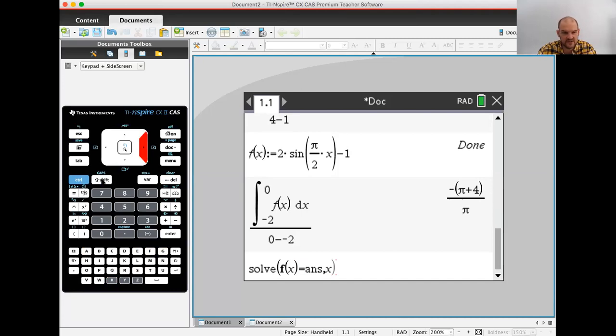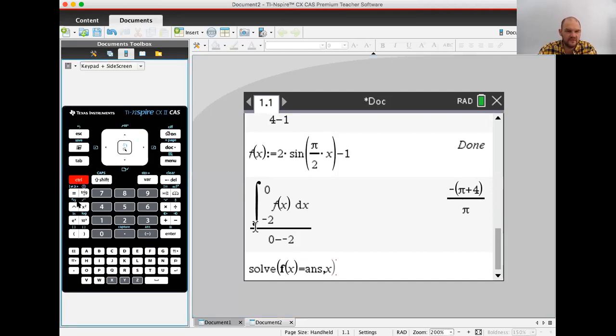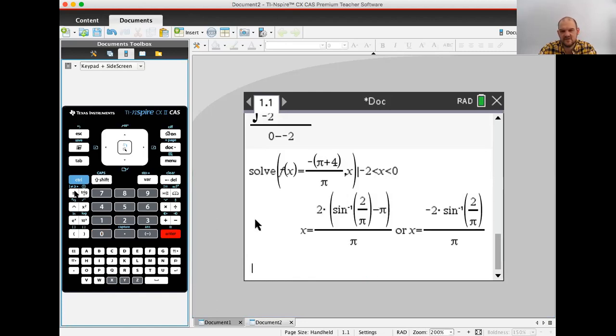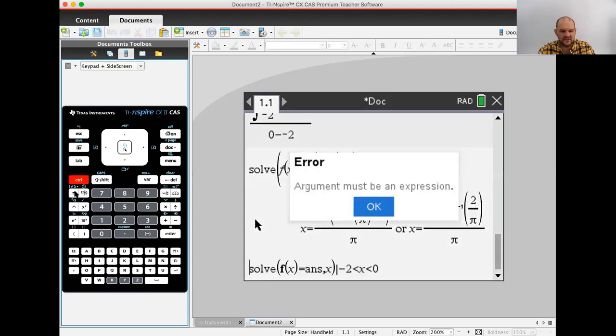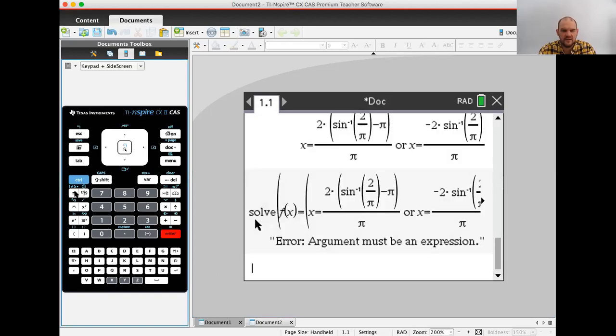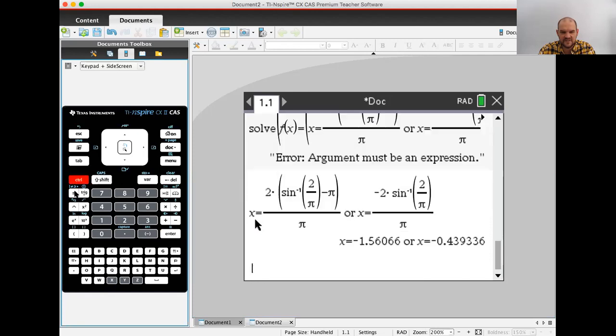Let's just limit it. So control equals, 1 to the left, -2 less than x less than 0. I'm just going to type it. And we're in radians, so if we solve it, we get this. I'm just going to get decimals. Ew, okay. I'm going to turn these into decimals and just write them down.